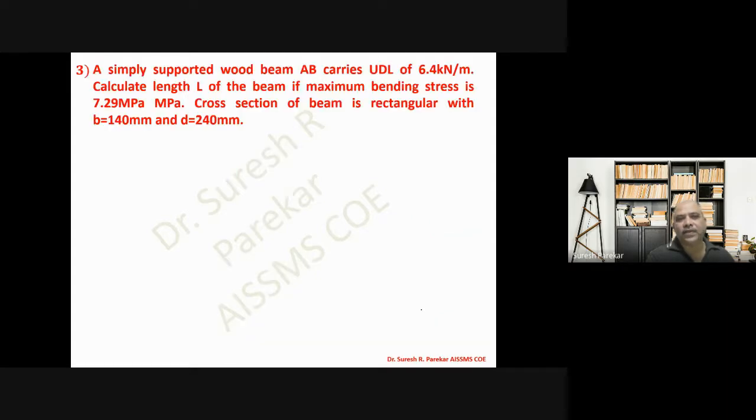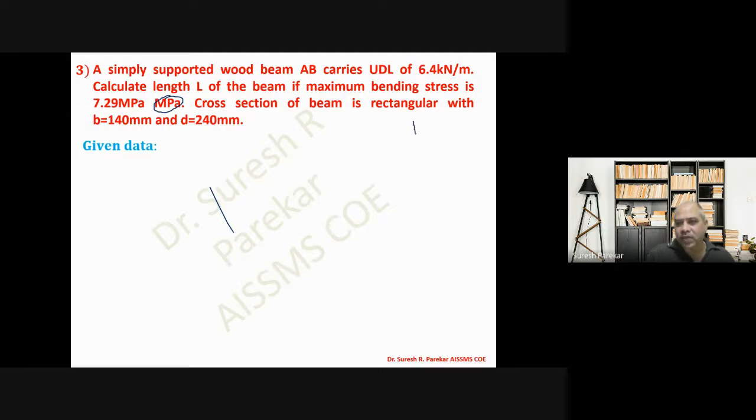In the last problem we have a simply supported wood beam AB that carries a UDL of 6.4 kilonewton per meter. Calculate the length L of the beam if the maximum bending stress is 7.29 MPa. The cross section of the beam is rectangular with b equal to 140 and d equal to 240.